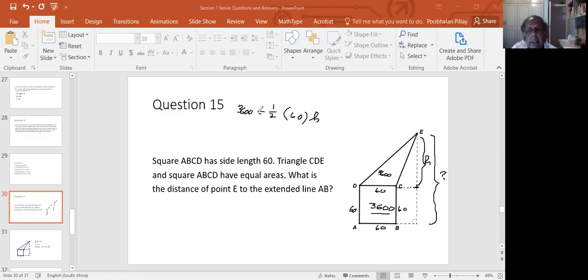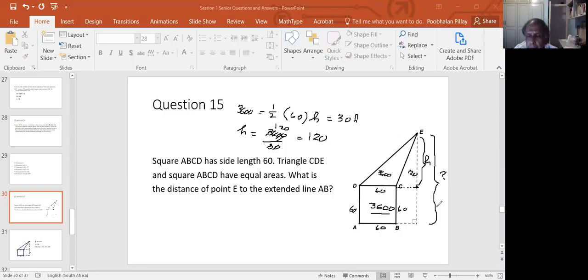But now you have a simple equation. Half of 60 is 30 times H. So you got 3600 on one side and 30 on the other. So you divide these two, the tens cancel, 3 goes into 360, that is 120. So this part here is 120.